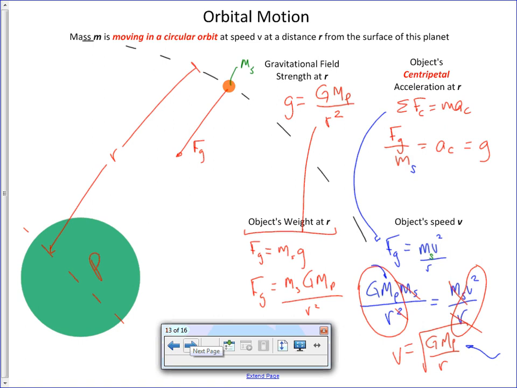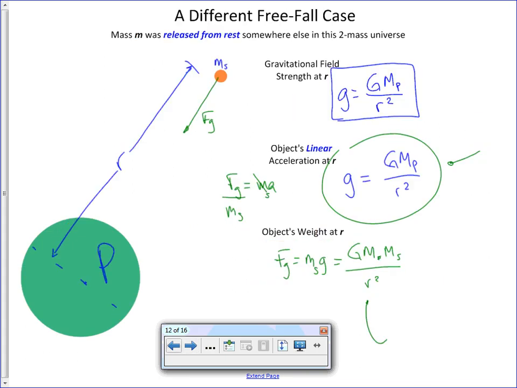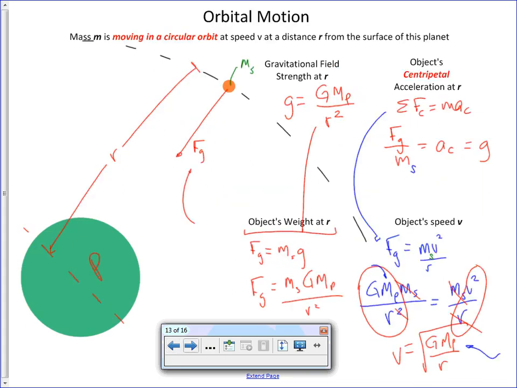Guess what? Things in orbit are in free fall. That's our definition of free fall. Gravity is the only force. Just because it's moving in a circle doesn't mean gravity's not the only force. Gravity is the only force. Things in orbit are in constant free fall. Okay? So we draw an analogy between one kind of free fall and another one.